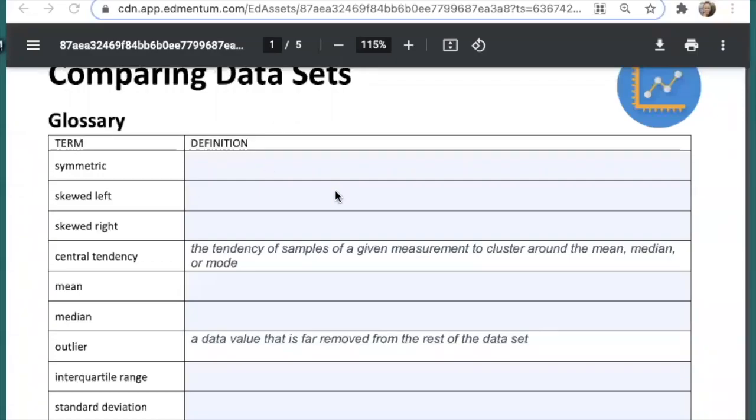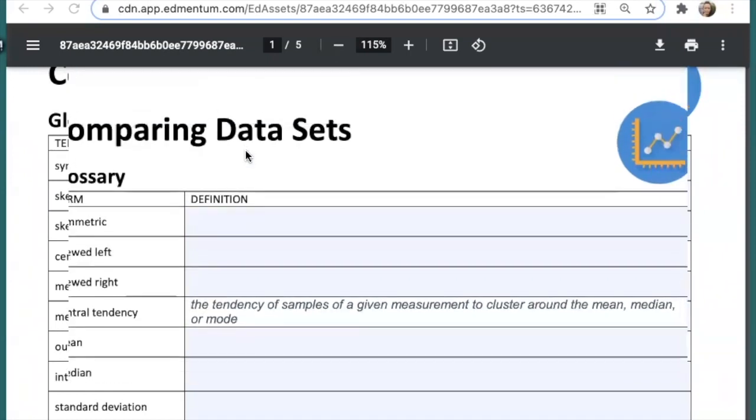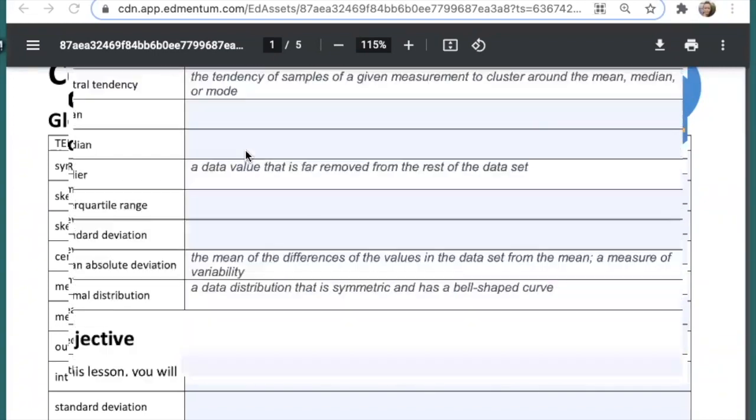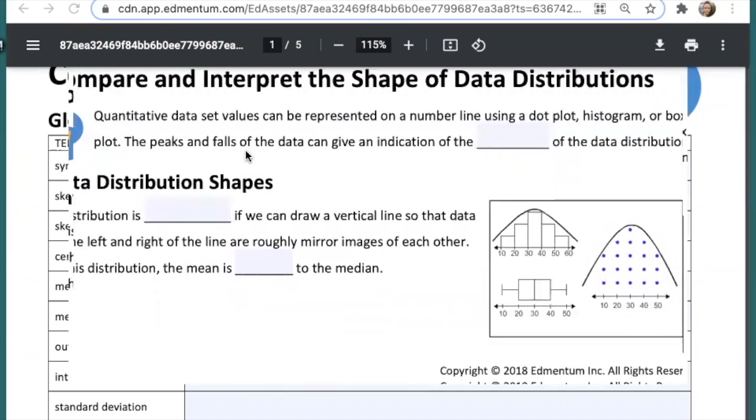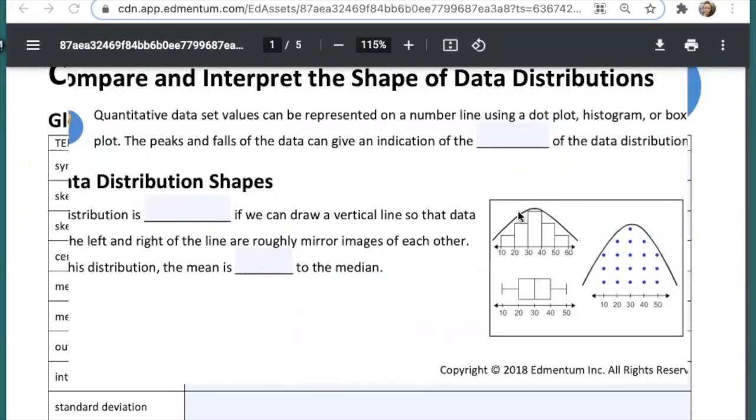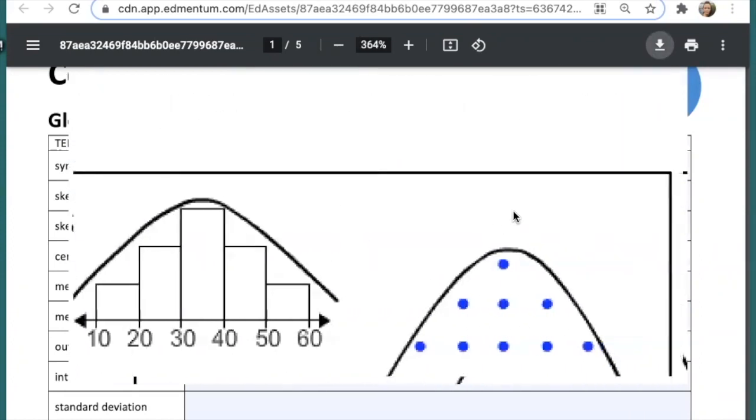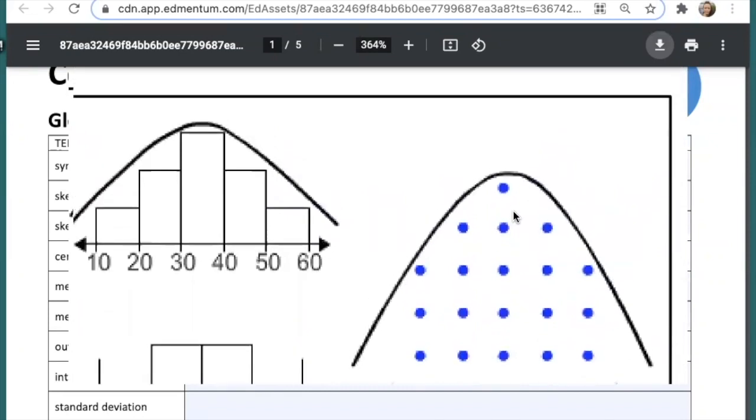This is Algebra 1B, Unit 1, comparing data sets. So first we're going to go over data distribution shapes, and if we look at this right here, you can kind of see the standard bell curve with these different things.